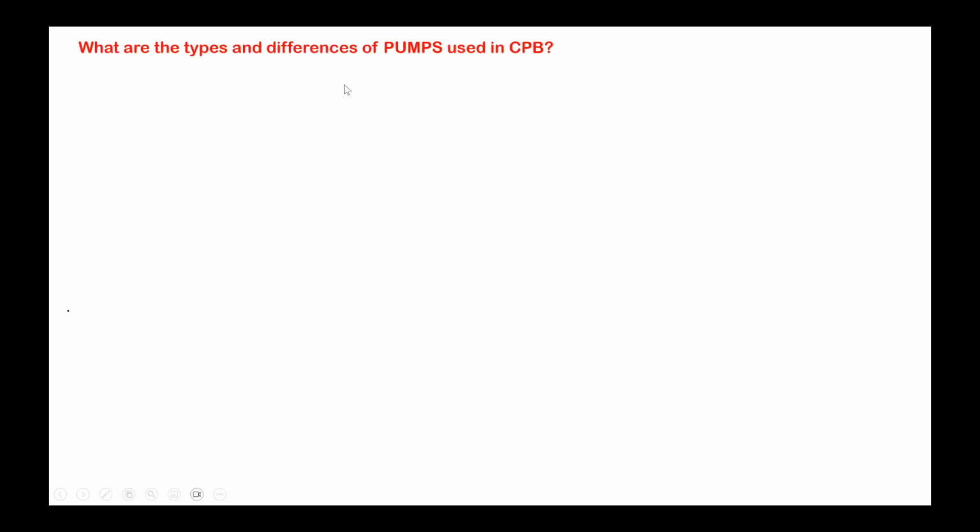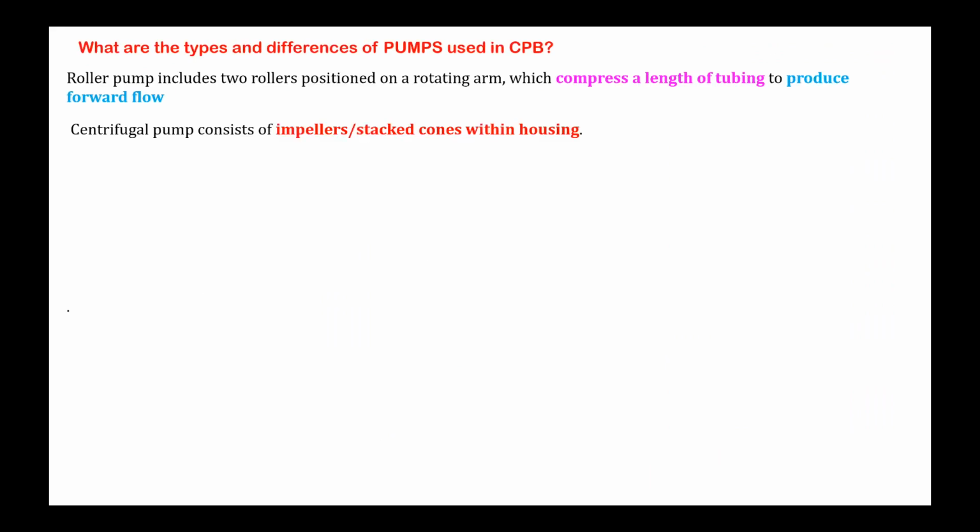Now, what are the types and differences of pumps used in the cardiopulmonary bypass? Roller and centrifugal pumps. Which one is commonly used? Roller pumps. Earlier they were using centrifugal pumps.